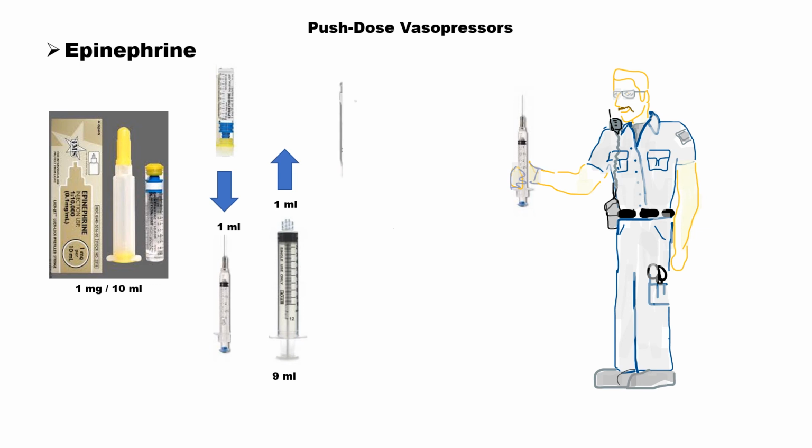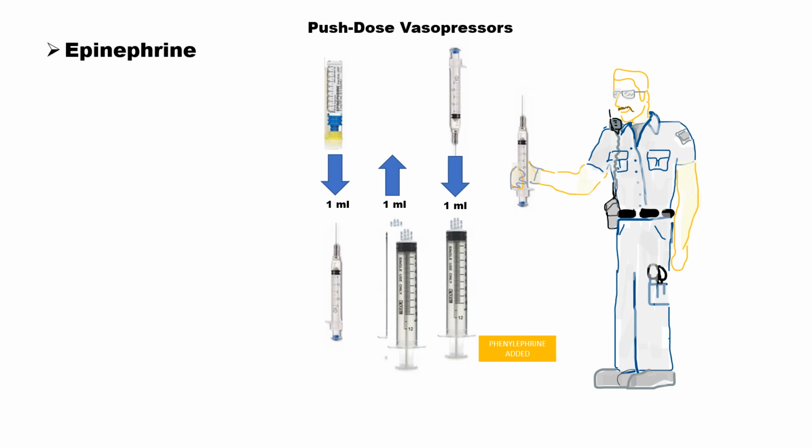You're going to take your 3 mL syringe with 1 mL of the epinephrine and slowly inject it into the syringe containing 9 mLs of saline. And now you have your preparation. Make sure you add a caution sticker to that syringe.